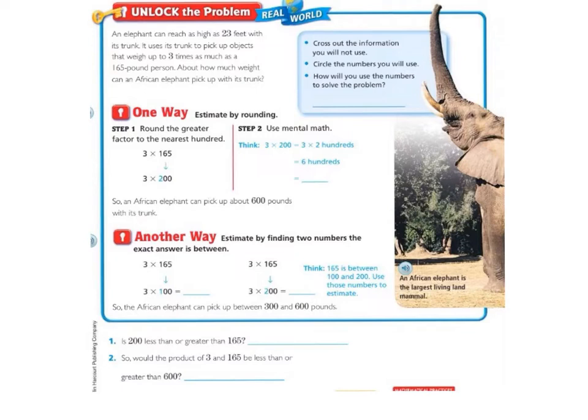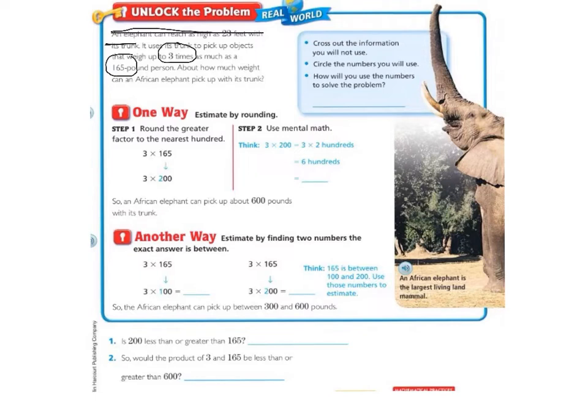Let's look at our blue box for what we're going to do first. The first thing says cross out information we will not use. Well, let's cross out this first sentence because this talks about how high it can reach, and that's not what we want to know. We want to know about its weight. Okay, now let's circle the numbers we're going to use. We're going to use the 3 and we're going to use the 165 because both of those talk about the weight.